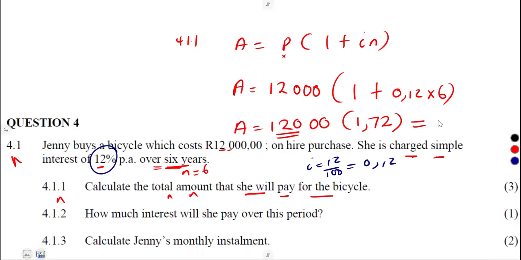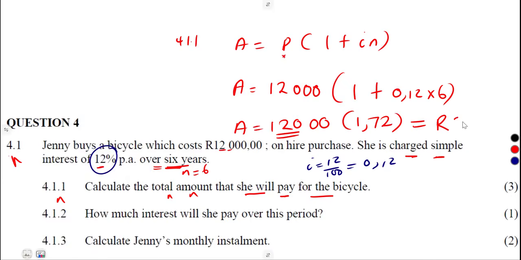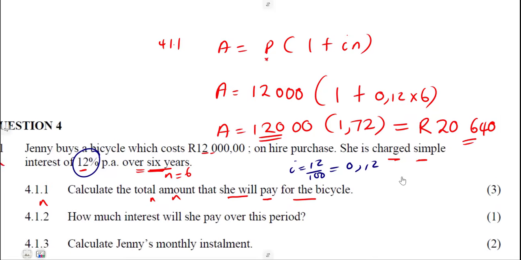So that's 1.72 times 12,000. This is 12,000. So if we were to multiply these two, that was going to give us 20,640. 20,640 at the end of the day. So this is the money to be paid, all in all, at the end of the period of 6 years if it is on hire purchase.